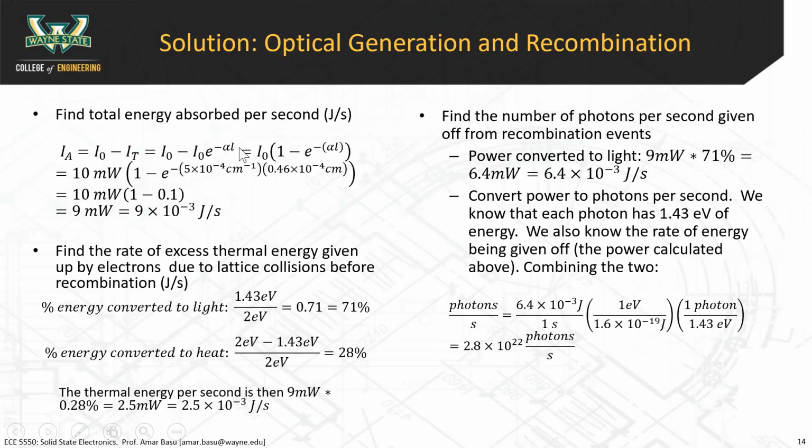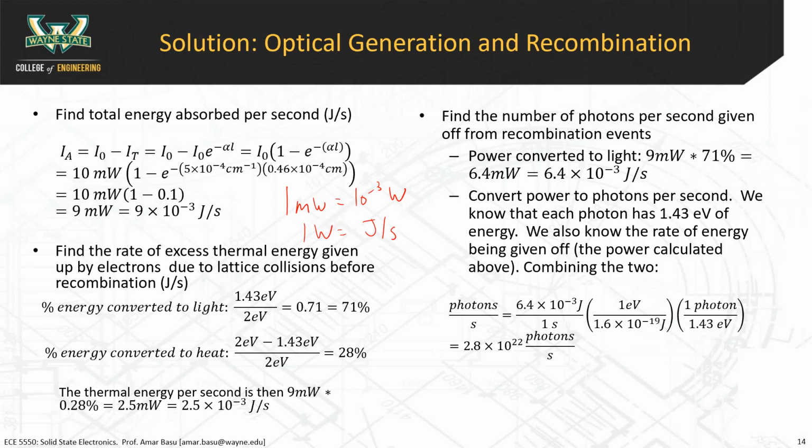Same equation here. I0 is equal to 10 milliwatts. So let's just remind ourselves of units here. 1 milliwatt is equal to 10 to the negative 3 watts. A watt is equal to a joule per second. 1 joule per second is equal to 1 watt. It's a measure of optical intensity.